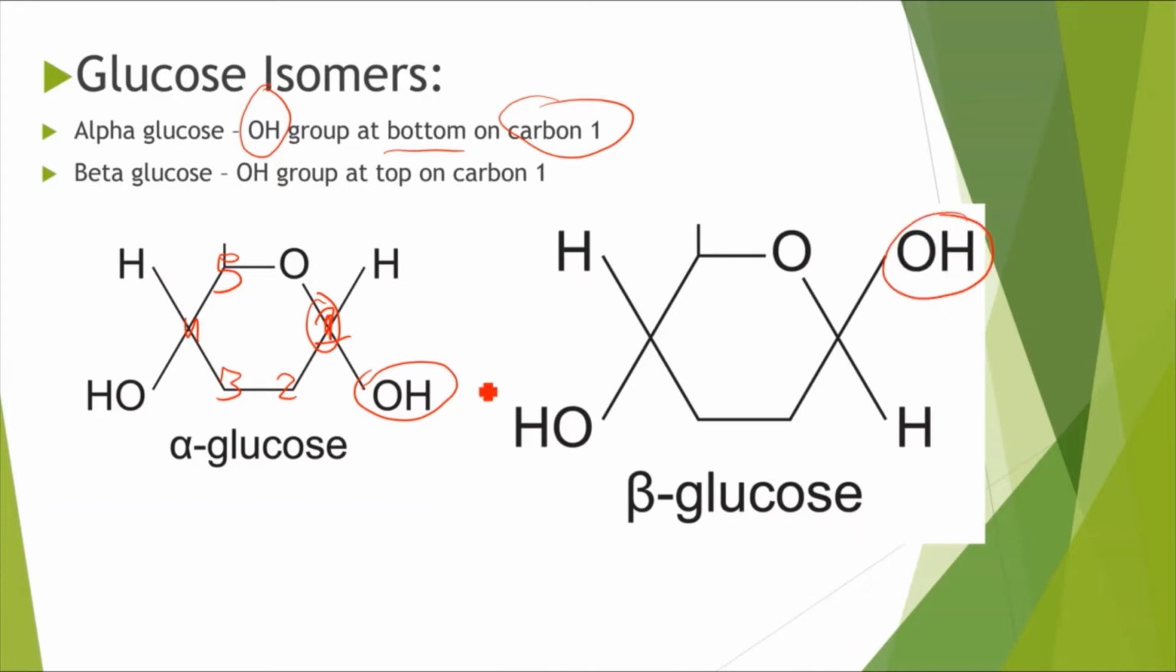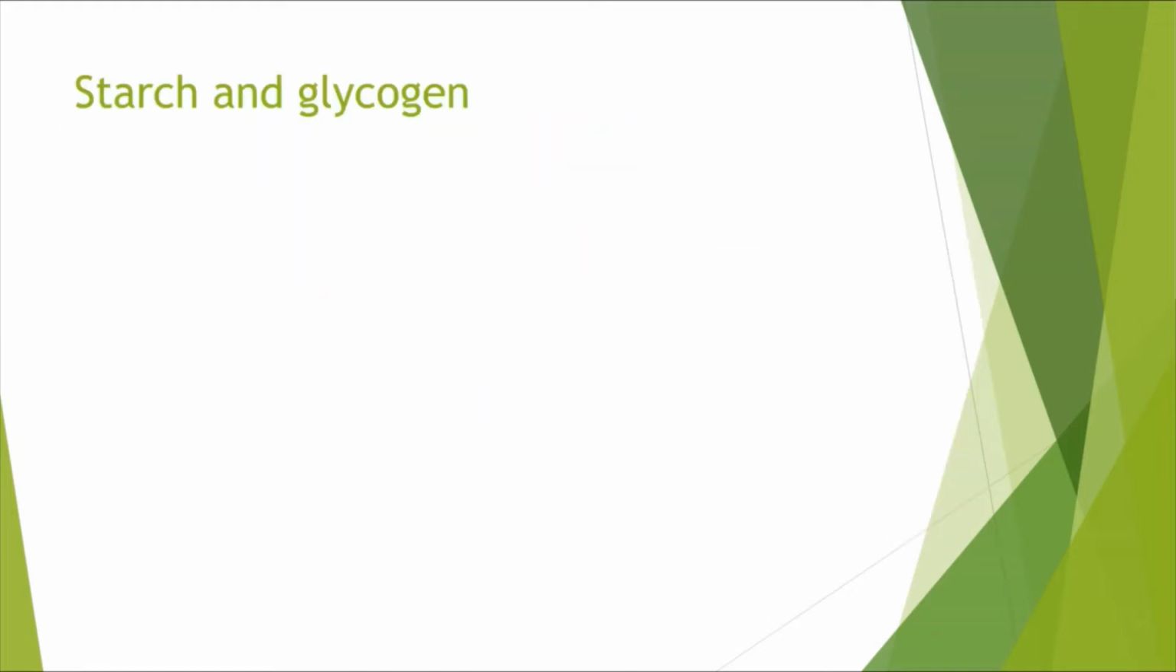So comparing this, as you can see, the OH group is at the bottom for alpha glucose and at the top for beta glucose. So the OH groups are inverted. That's what you should be saying in the questions.